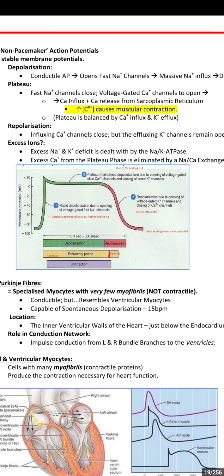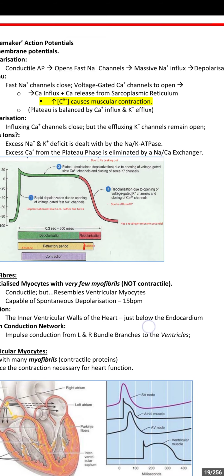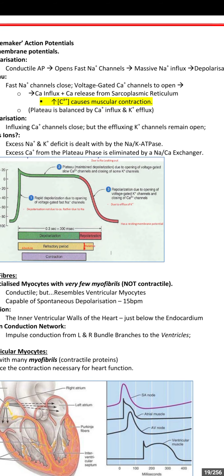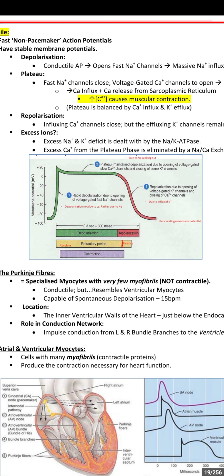Next is repolarization. In repolarization, the influxing calcium channels close, but the effluxing potassium channels remain open. The calcium channels get closed, but the potassium effluxing channels remain open. This causes repolarization.